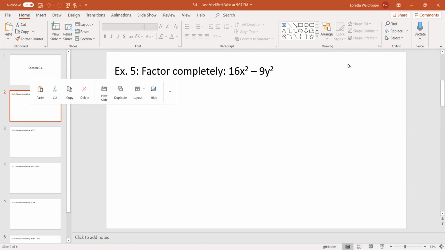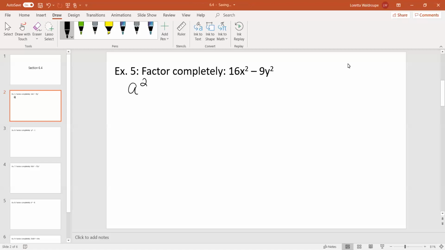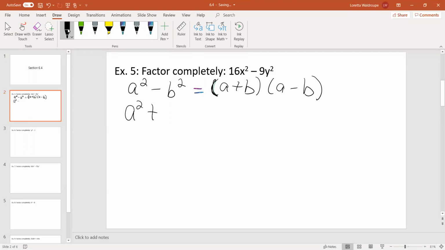Okay, so the first one here we have to know is the formula for the difference of squares. If you have a squared minus b squared, that will automatically factor into a plus b, a minus b. If you have a squared plus b squared, that is prime and won't factor down.